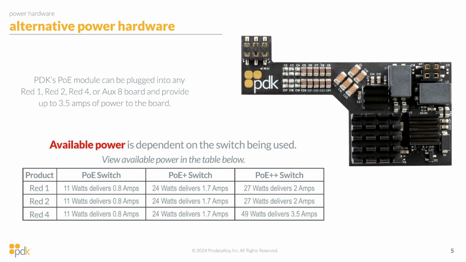But for the Red 4, it jumps up significantly to almost 50 watts. That is designed to give you 3.5 amps of power across the entirety of the Red 4. And admittedly, that is still a little under 1 amp per port, but it should be more than sufficient for your readers, your peripherals, and other things plugged into your Red 4 or your Aux 8 controller boards.